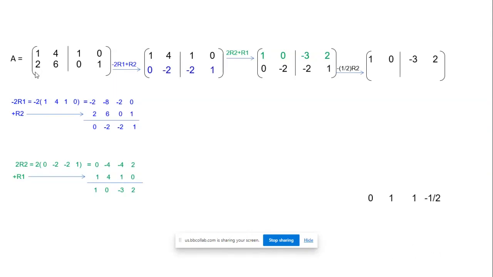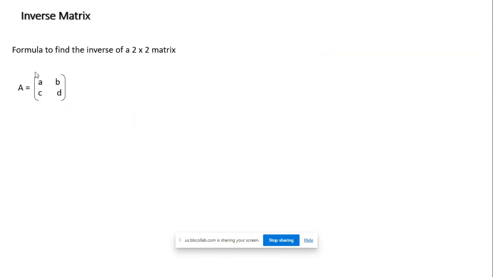And I'm going to multiply the -1/2 to my row 2. And when I add it, I have this. Okay, so again, the right side of the equation is my inverse. So my inverse is [-3, 2; 1, -1/2]. Don't forget my brackets.